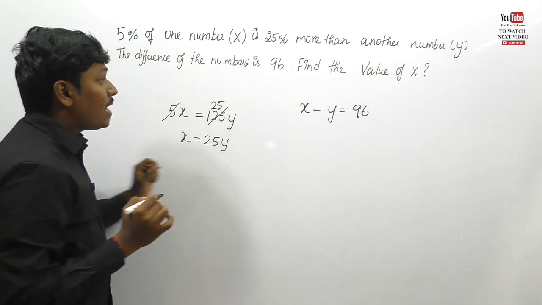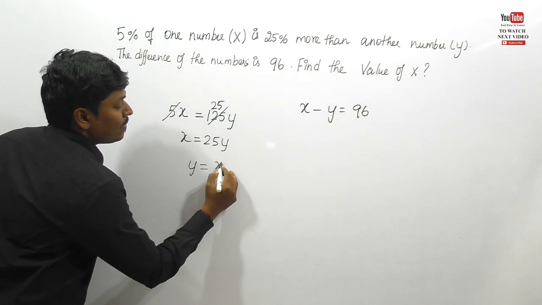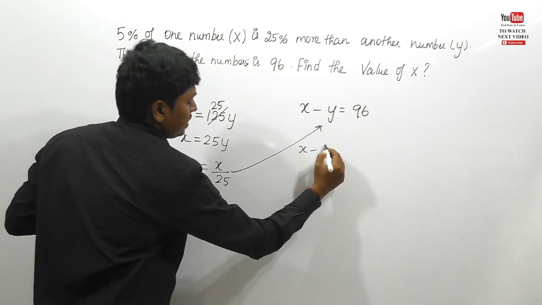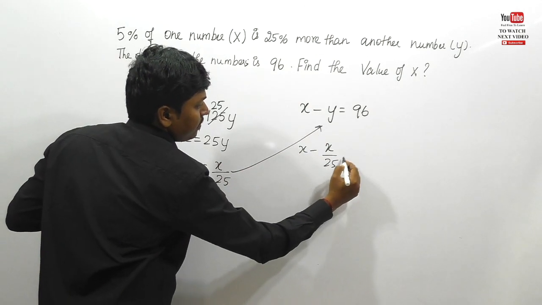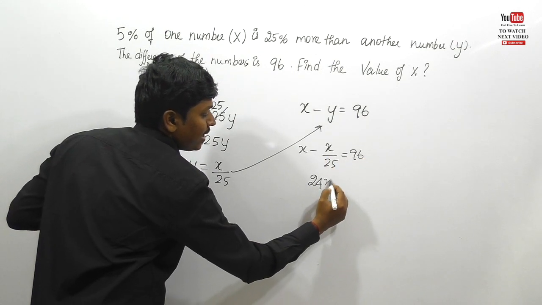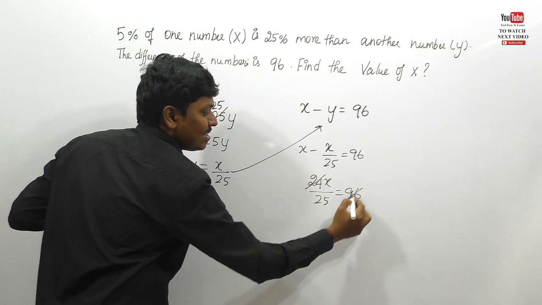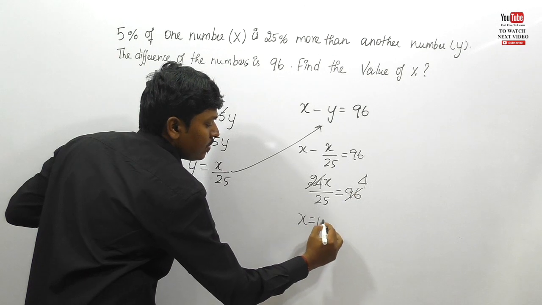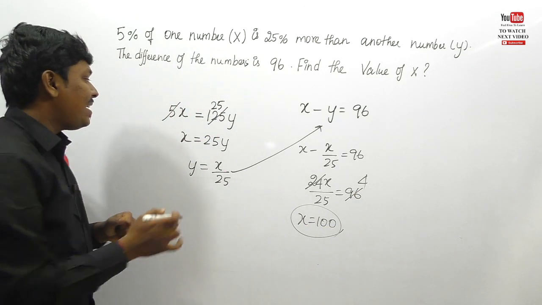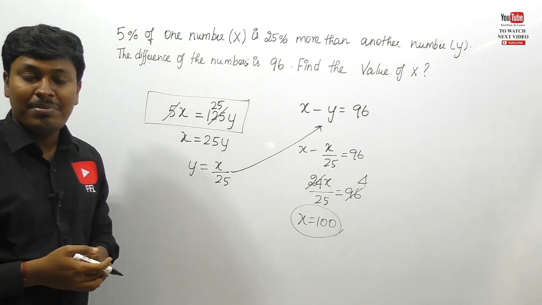So friends, our target is to find the value of x, right? So this can be written as y is equal to x divided by 25. So let me substitute y here. So x minus x divided by 25 is equal to 96. So 25x minus x will be 24x divided by 25 is equal to 96. So when we cancel this, 4 times, so x is equal to 100. So finally we found the value of x is 100. So the only thing is that if you frame this equation correctly, then solving the entire sum will be so easy.